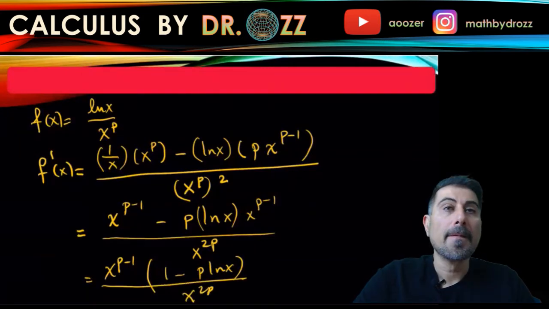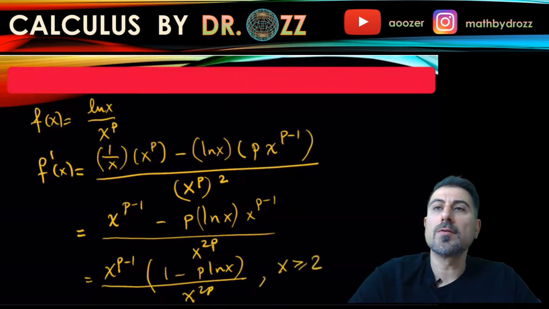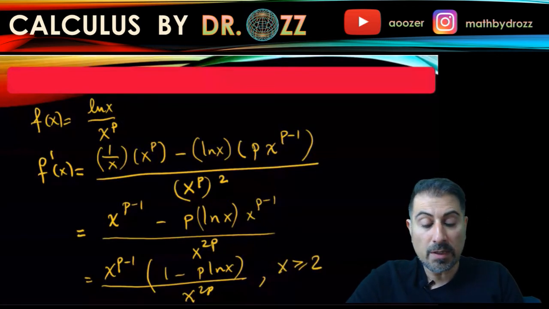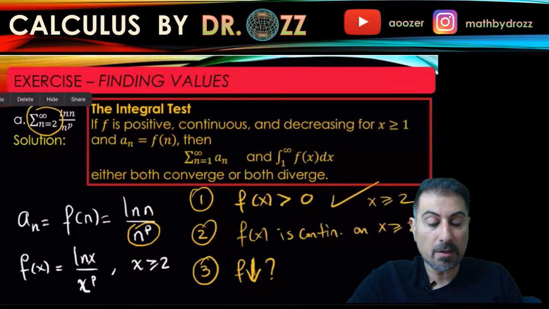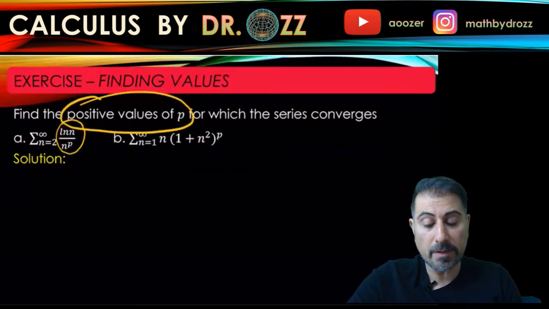Okay? And here, remember that x's are supposed to be greater than or equal to 2. So once we decide the sign of f prime, we're going to consider x as greater than or equal to 2. As well, we're talking about positive values of p. So p is positive. All right.